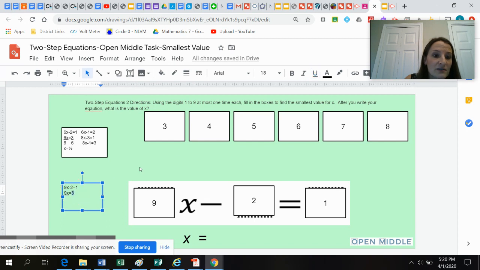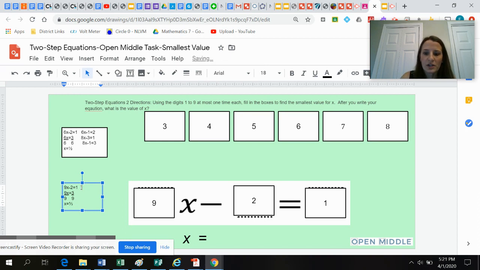This underline means division. This is the sign I'm using for division. So I'm dividing both sides by 9. And 9x divided by 9 is equal to 1x. So I have 1x is equal to 3 divided by 9, which is equal to 1/3. And 1/3 is less than 1/2. So the equation that has the smallest value of x is 9x minus 2 equals 1. Our next letter in our code is E.